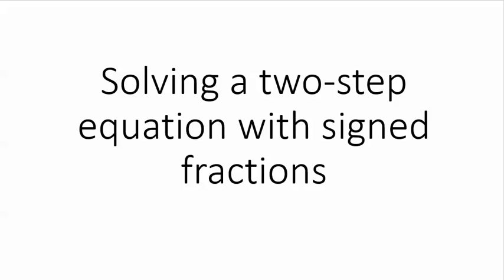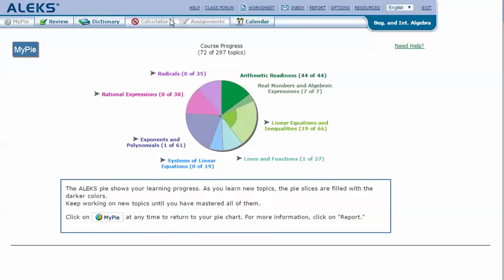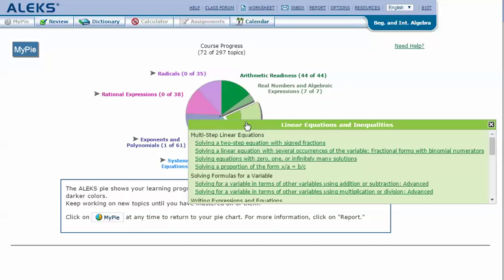Solving a two-step equation with signed fractions. In your ALEKS pie, mouse over the light green slice, Linear Equations and Inequalities, to reveal the drop-down list of topics you need to cover. Click on Solving a two-step equation with signed fractions.